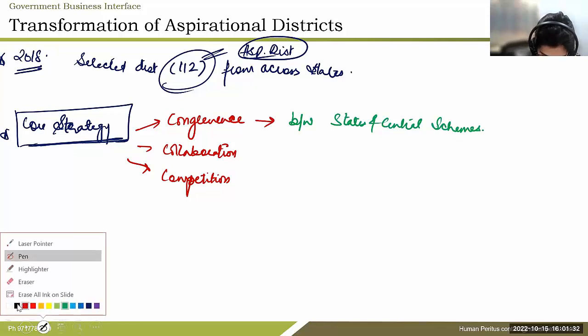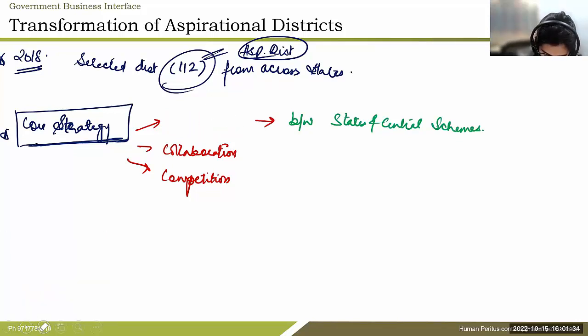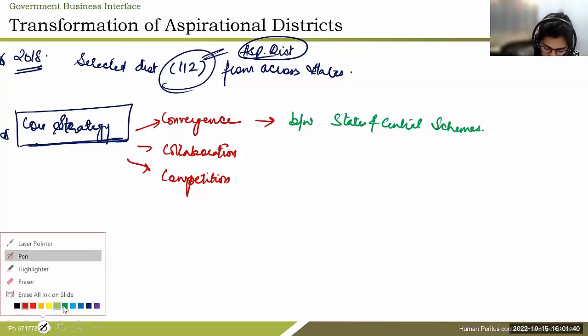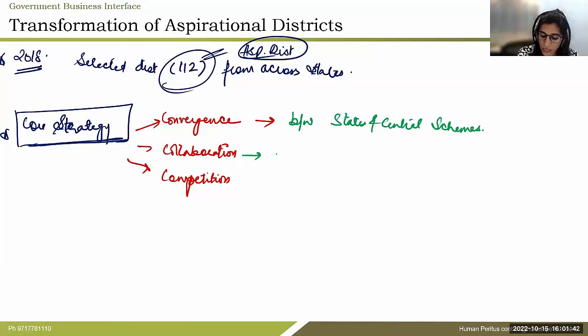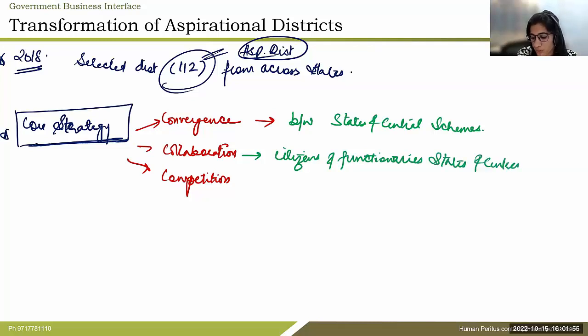Let me write it correctly for you. Convergence. All right. Next one. What is collaboration? Collaboration among the citizens and the functionaries, the DCs, the DMs of the states and center. All right. There should be a collaboration so that both of them know the needs of each other.